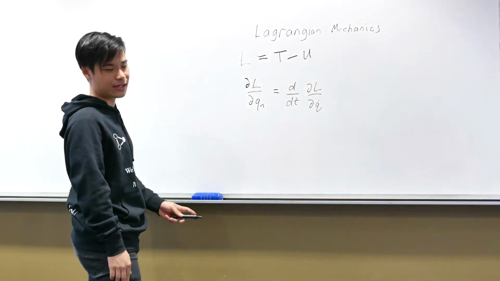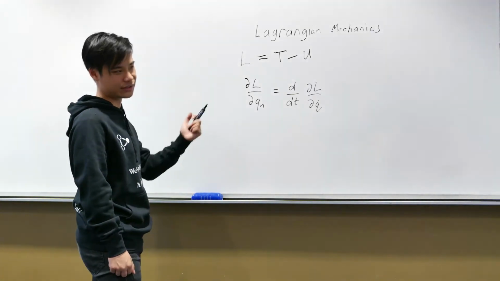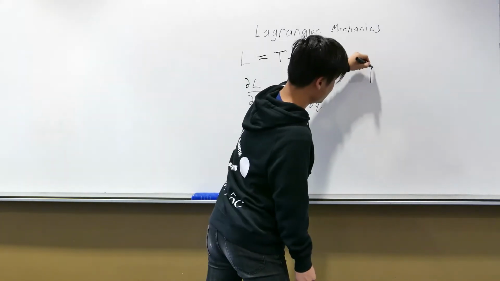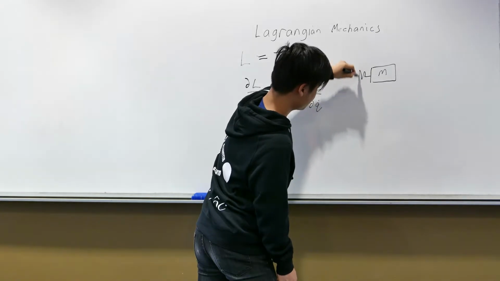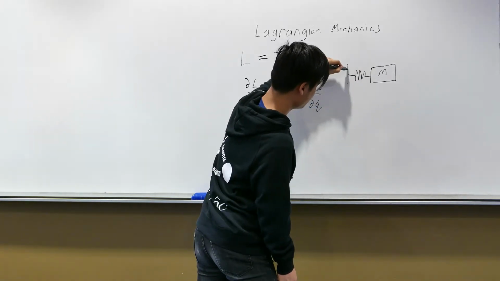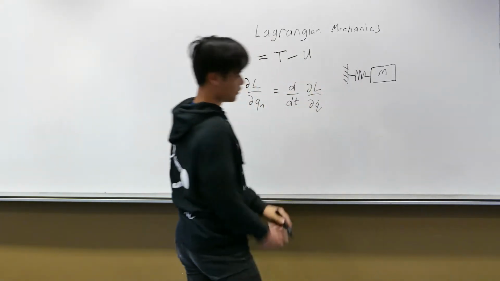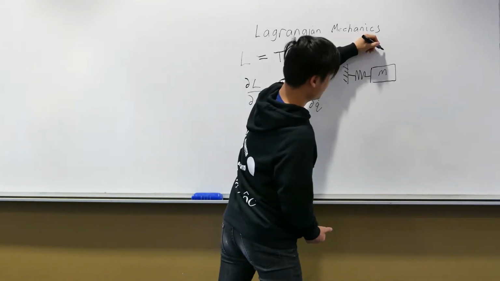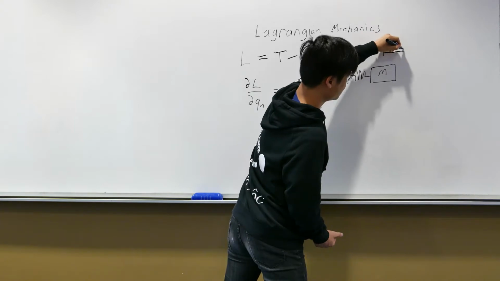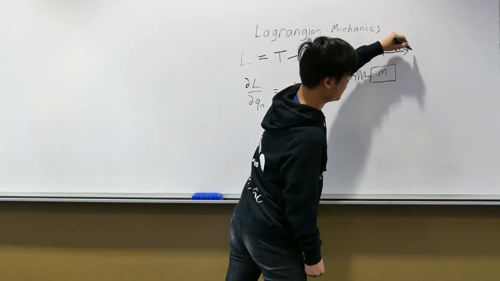One simple example of how to use these is a mass on a spring. The first step is to define a coordinate system. Here we choose the motion of the mass, which will only be in this direction, to be x.